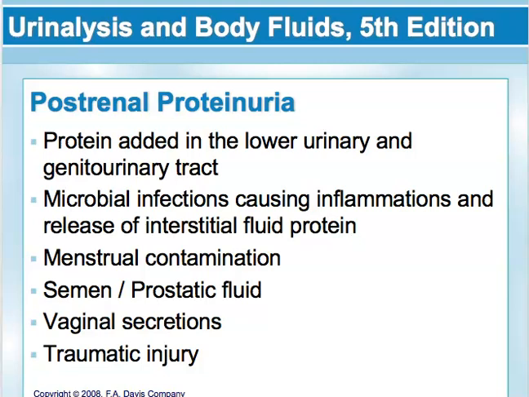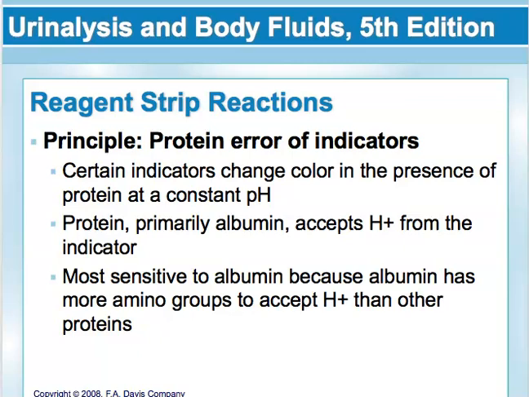Okay, and then finally, postrenal proteinuria. So the protein can be added to the urine specimen as it passes through the structures of the lower urinary tract. That would include the ureters, bladder, urethra, prostate, and vagina. Bacterial and fungal infections produce exudates that contain protein. The presence of blood as the result of injury or menstrual contamination contributes protein, as does the presence of prostatic fluid and large amounts of spermatozoa. So any of those can cause protein to be in the urine.